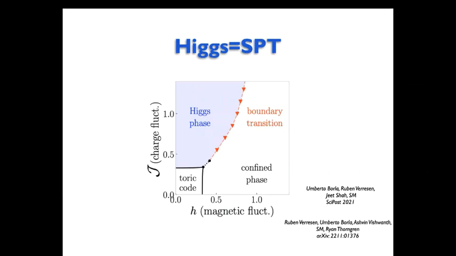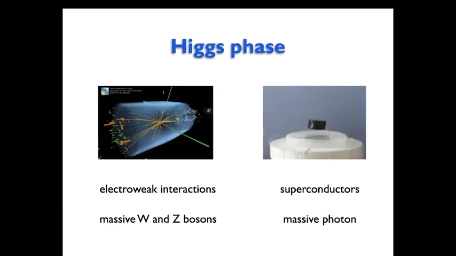So let's get started with the Higgs. What is a Higgs phase? We know that in physics, a Higgs phase is well known in the standard model, right? It explains the nature of electroweak interactions and explains why W and Z bosons are massive. And also in superconductivity, we can view superconductors as Higgs phases of a U(1) gauge theory. The photon is massive, and that's why we have the Meissner effect in superconductors.